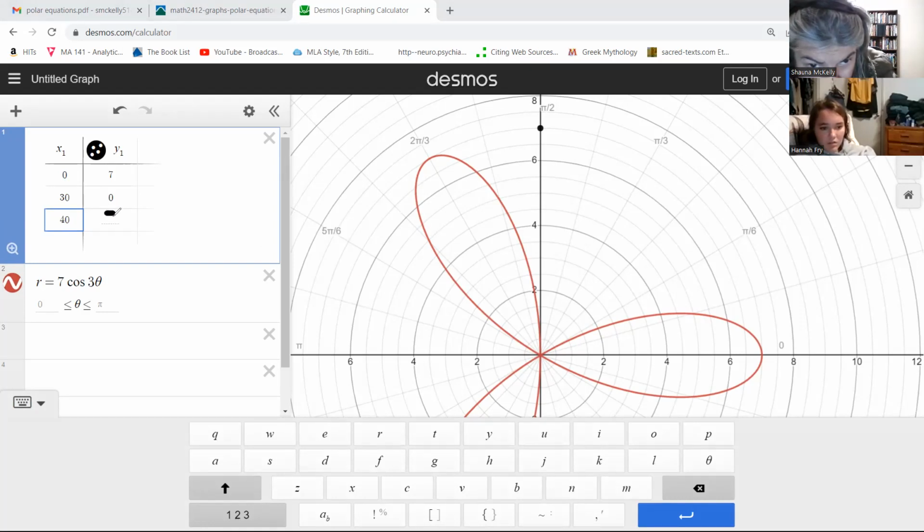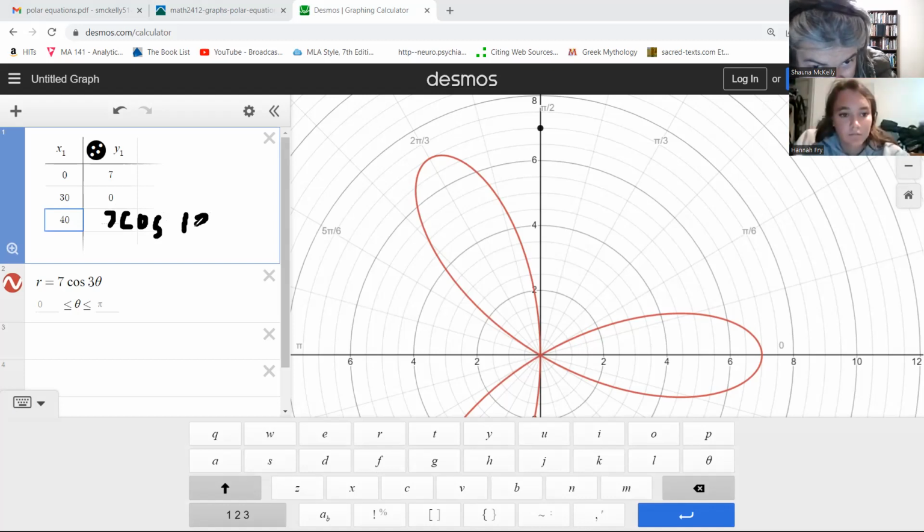And then 7, so we have 7 cosine. If you have your calculator, do 7 times the cosine of 120. You might have to do the cosine of 120 degrees. Make sure your calculator's in degree mode when you do that, though, because otherwise bad things will happen to your answer. So make sure you're in degrees for this calculation.